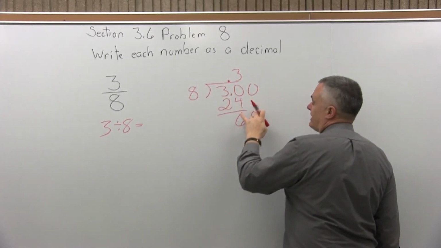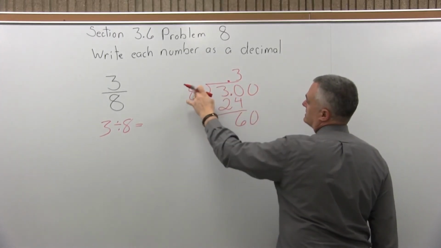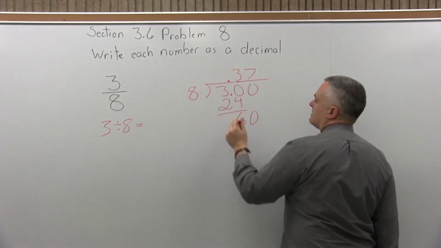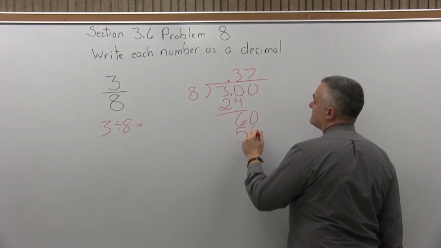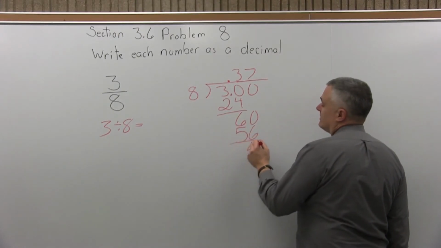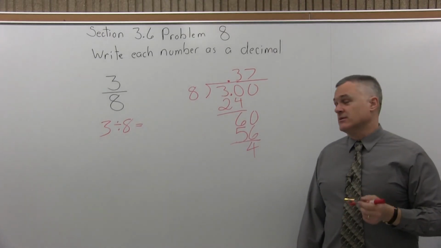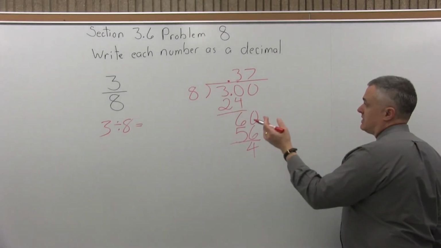So 8 divided into 60. That'll go. So let's see, 8 times 7 is 56. So I'll put it in 7 times. 7 times 8, I have 56. It still didn't go in evenly. 60 minus 56 is 4. So keep going. I can keep adding as many zeros as I want.